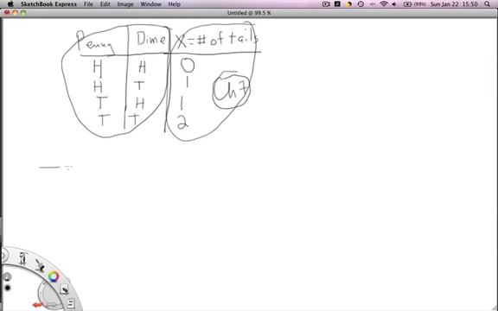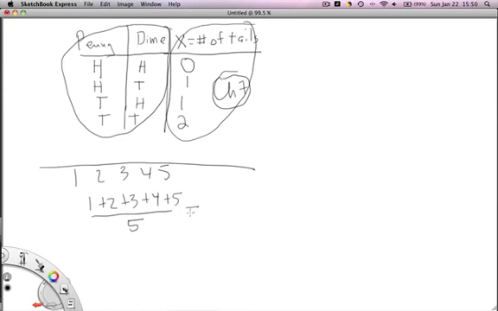So let's go over to the sketch pad for a second. Down here, let's say I had observed the values 1, 2, 3, 4, and 5, and I wanted to find the mean of those numbers. What would I do? Well, I would say 1 plus 2 plus 3 plus 4 plus 5, and I'd divide by 5. So you can think of this as 1/5 times 1 plus 1/5 times 2 plus 1/5 times 3, 1/5 times 4, and 1/5 times 5.